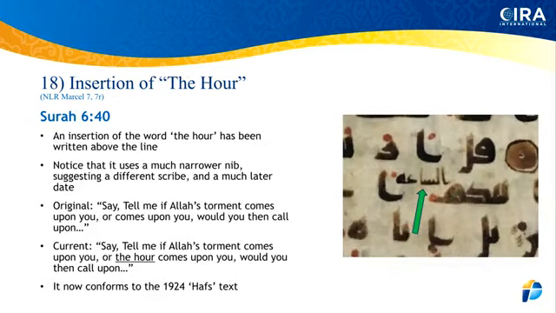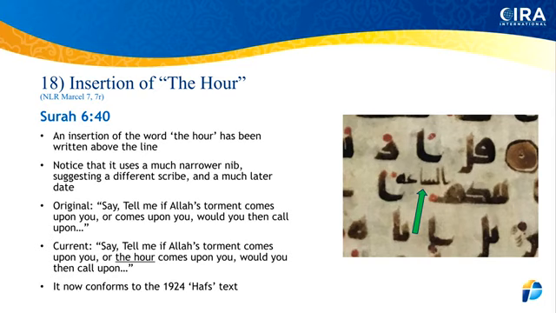18 is, again, the National Library of Russia. It's Marcel's collection, number 7, Surah 6, Ayah 40. Look where the green arrow is, and you can see the word "the hour" has been written above the line. Now, how can you tell that this is a later addition? Again, you look at the nib, narrower. It's obvious that it was inserted in an odd space, different writing style, and many other things that indicate that.